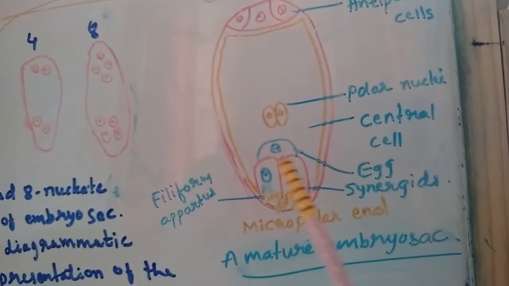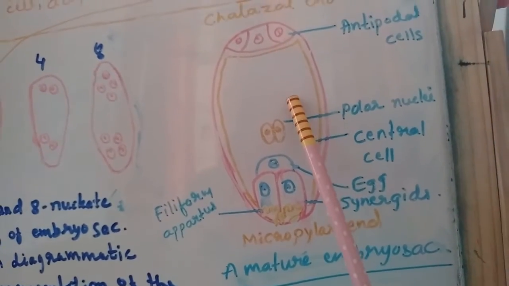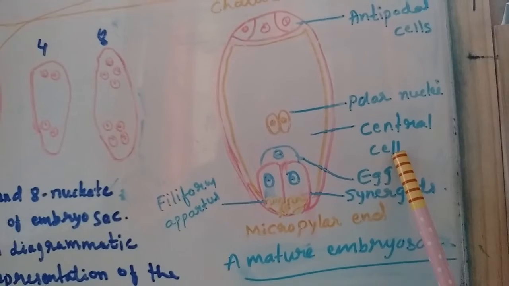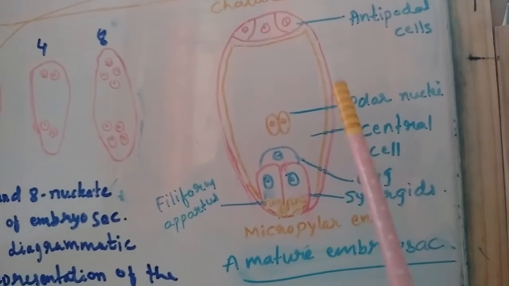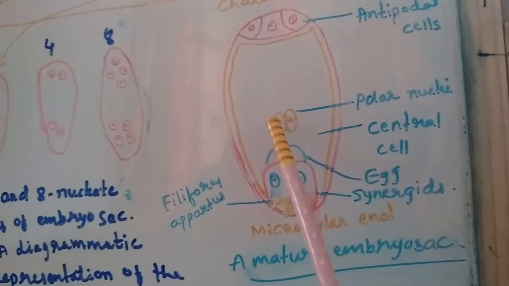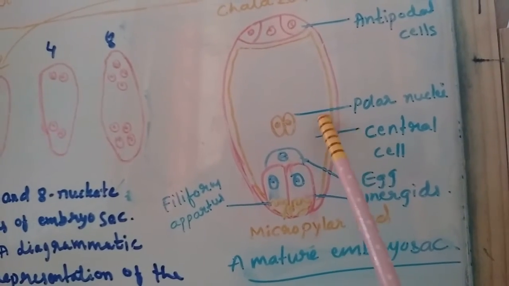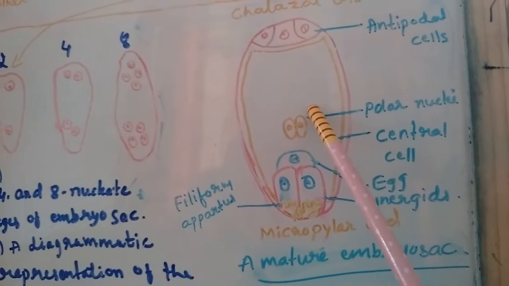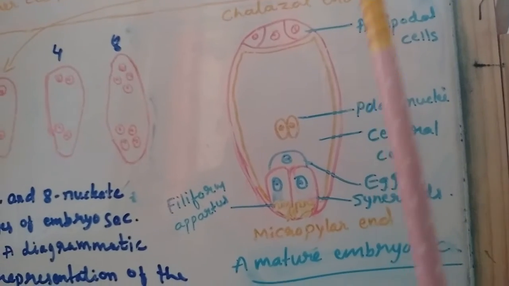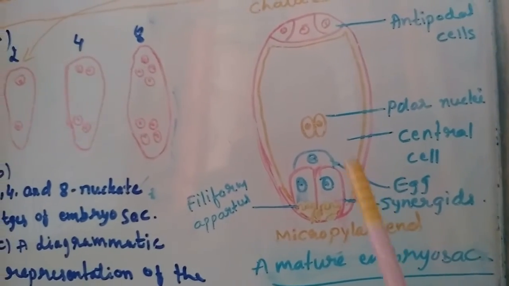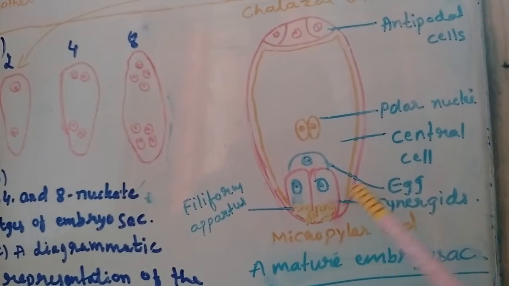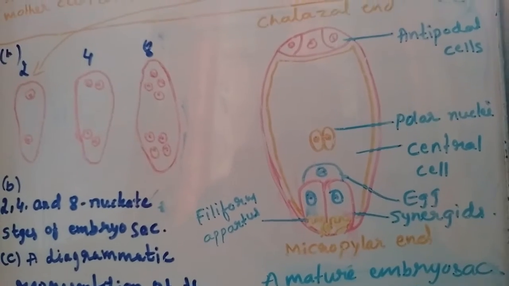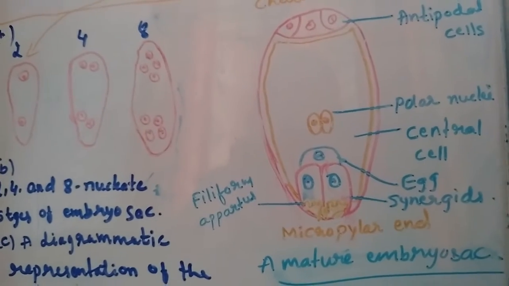And another cell we have, which is present in the center of the embryo sac, is known as the central cell. In this central cell we have 2 polar nuclei. In total, how many cells are present here? 7 cells. And how many nuclei? 8 nuclei. So that's why this embryo sac is known as the 7-celled, 8-nucleate embryo sac.